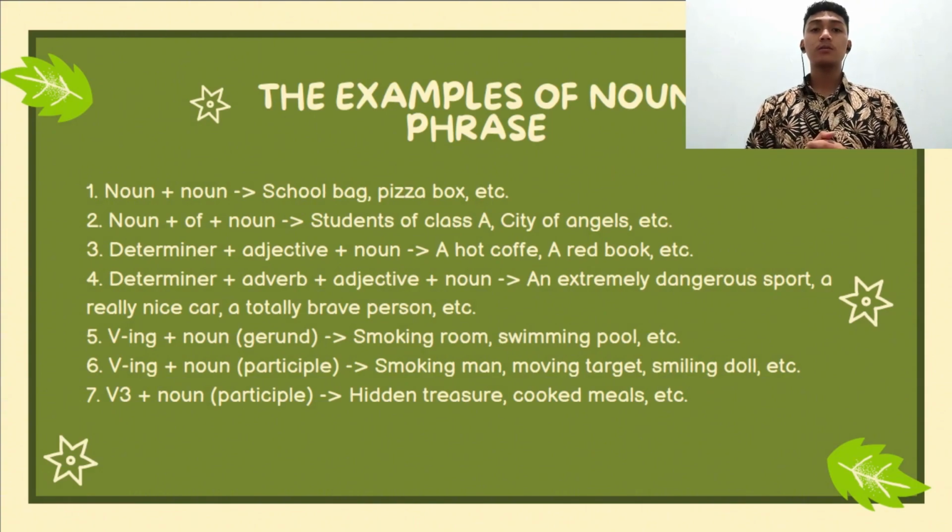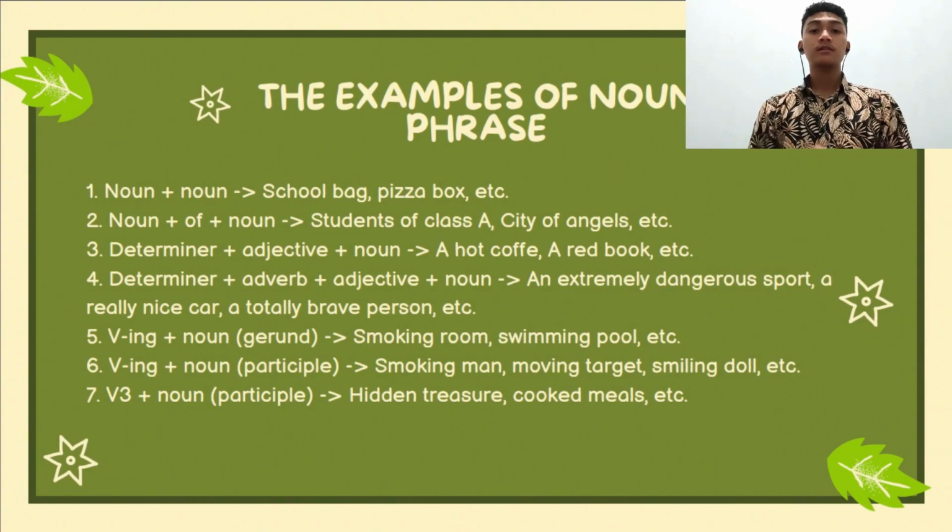There are some patterns of noun phrase. The first one, noun plus noun. For example, school bag. The second one, noun plus of plus noun. For example, students of class A. Number 3, determiner plus adjective plus noun. For example, a hot coffee. A is determiner, hot is adjective, and coffee is noun.